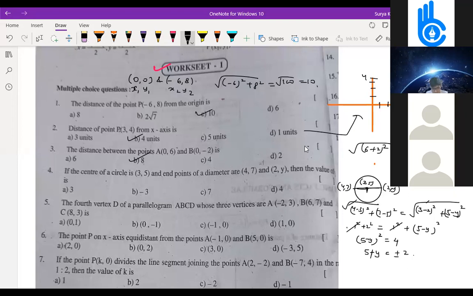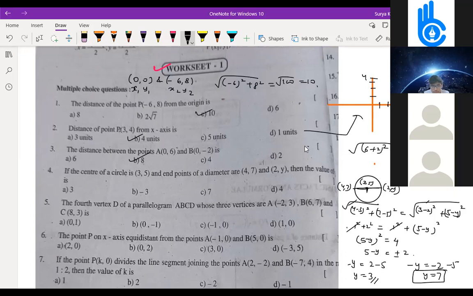(5 − y)² = 4. So 5 − y = ±2. So −y = 2 − 5, so y = 3. And here −y = −2 − 5, so y = 7. Both answers we are getting here. Which answer is correct over here? Yeah, both answers will be correct.